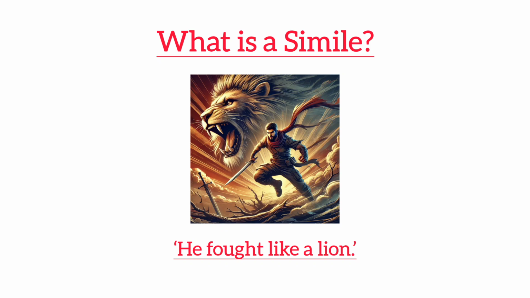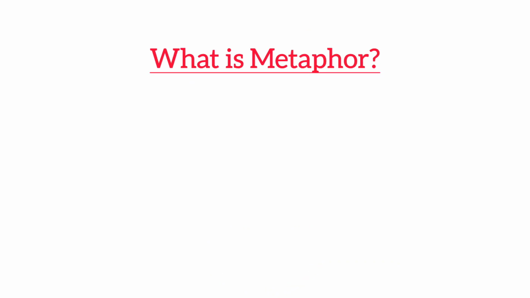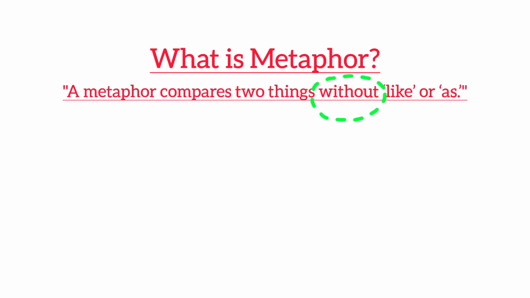So here the two objects are he and the lion, and there is similarity. There is the point of comparison distinctly expressed by the use of the word "like". Again, an example: she is as graceful as a swan. So, here we are comparing her grace to that of a swan.